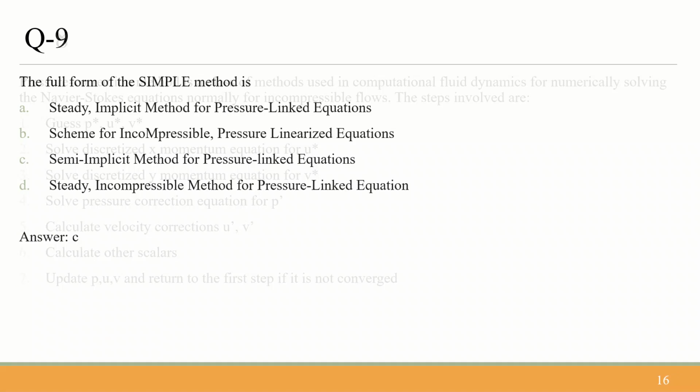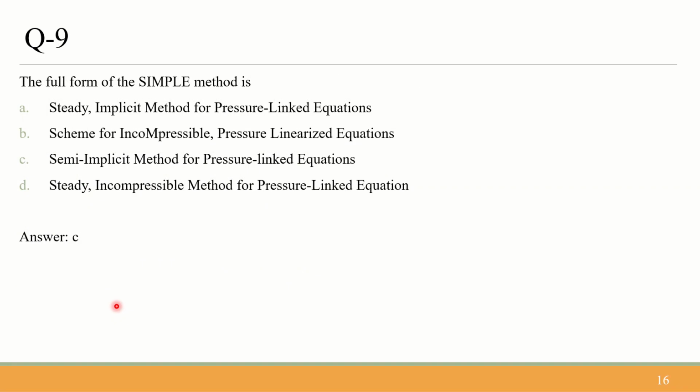So now we go to question 9. It is a simple question, I must say. The full form of the SIMPLE method is: option A, steady implicit method for pressure linked equation. Option B, scheme for incompressible pressure linearized equations. Option C, semi implicit method for pressure linked equations. And option D, steady incompressible method for pressure linked equations.